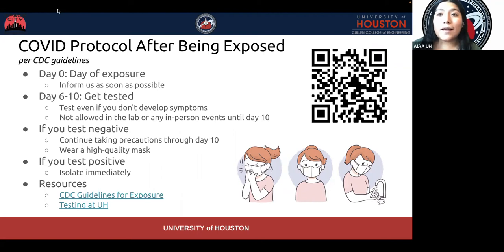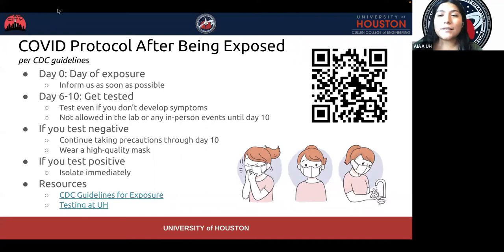You will not be allowed in the lab or any in-person events until day 10, until you can come back with a negative test result. If you test negative, continue taking precautions through day 10 and wear a high quality mask. If you test positive, please isolate immediately. And as I said before, please let us know.